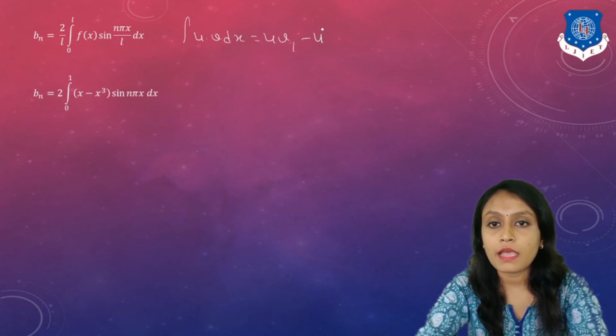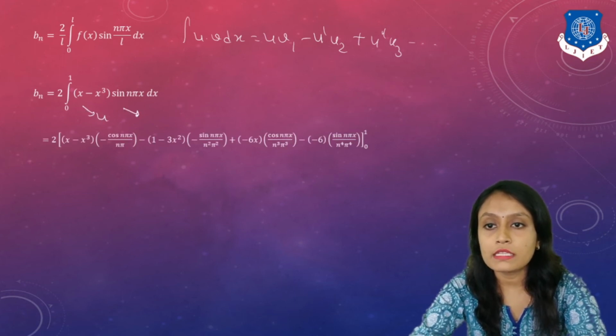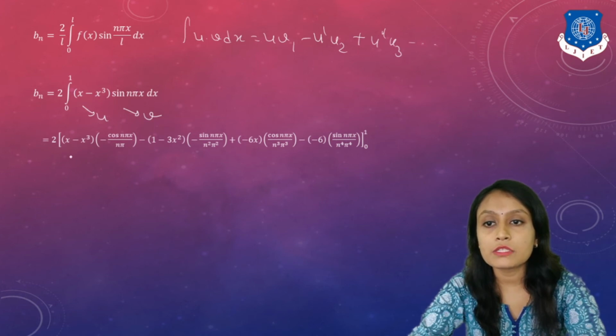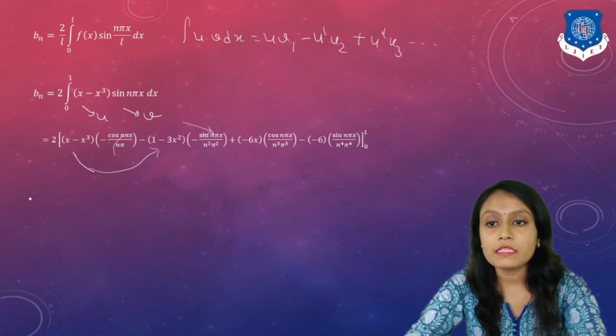Okay, now to solve this integration, again we have to apply this rule, integral of u v dx equals u v1 minus u dash v2 plus u double dash v3 and so on. Firstly we'll take this term as u and this as v, and you have to apply this uv rule formula. So u is kept as it is. Here v1, so integration of sin(n pi x), that is minus cos(n pi x) upon n pi, minus u dash, so derivative of this term, and then integration of this term. So here you will get the answer. Again follow the same procedure, simplify and substitute the limit.